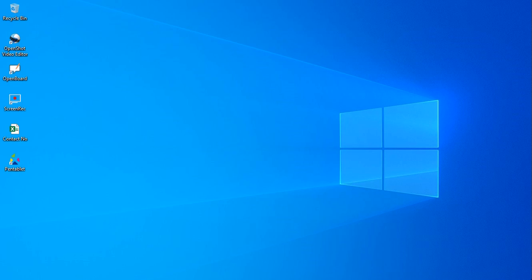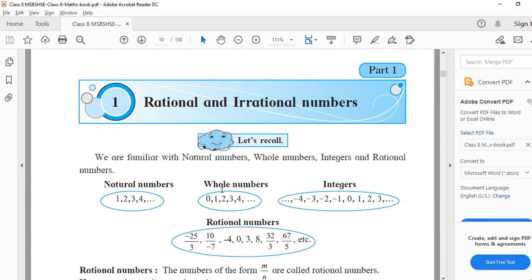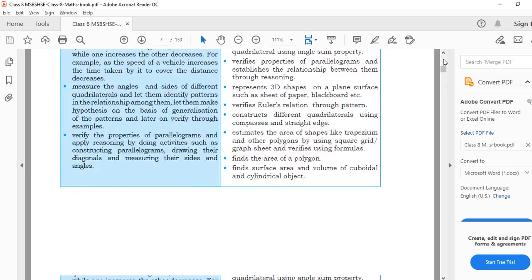Hello students. So today we will be starting with class 8 syllabus, that is chapter number 1, which is rational number and irrational number.